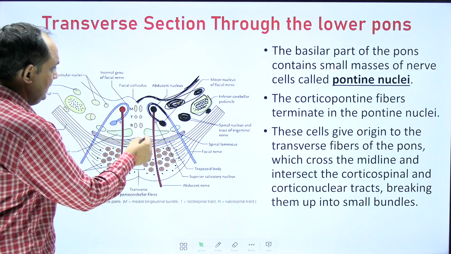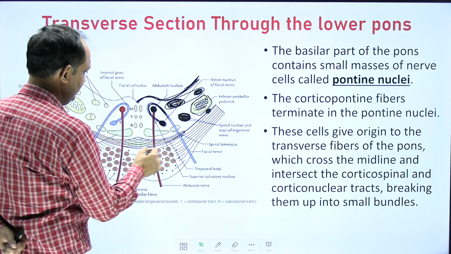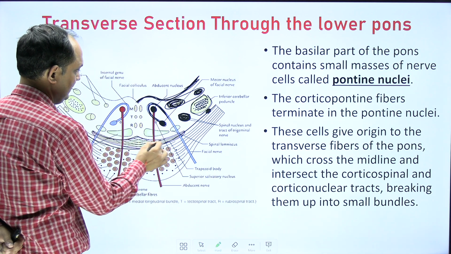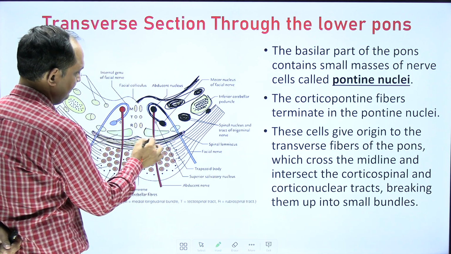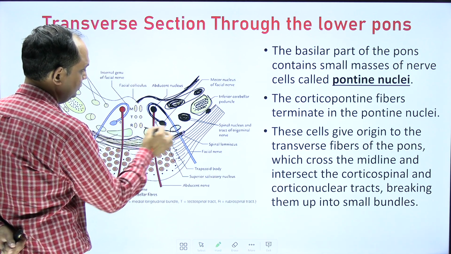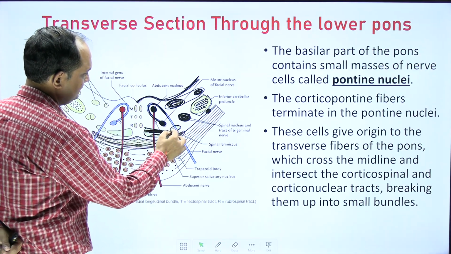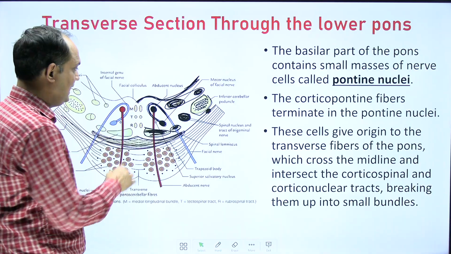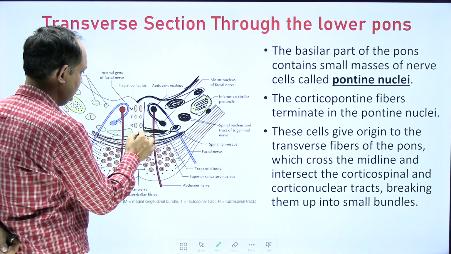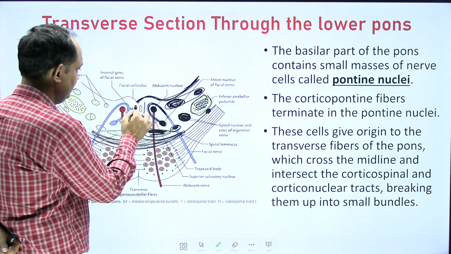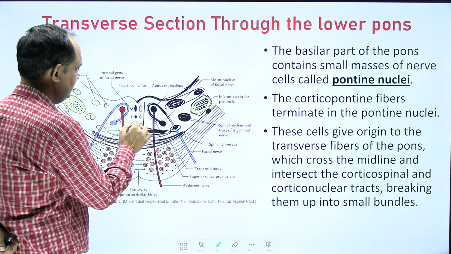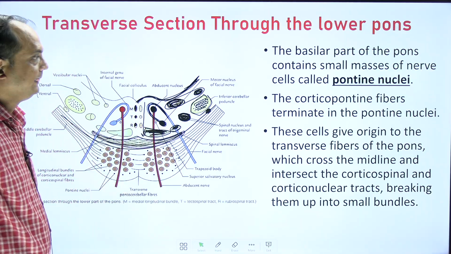Clear? In this anterior part, once you have finished the basilar area, you have to draw the trapezoid body, and just above the trapezoid body, we are going to form the two lemnisci. One is the trigeminal lemniscus, and next to that is the spinal lemniscus. And in the midline, from posterior to anterior, you have to draw the medial longitudinal fasciculus, tectospinal and rubrospinal fibers.